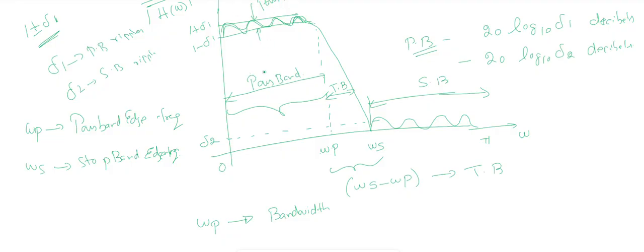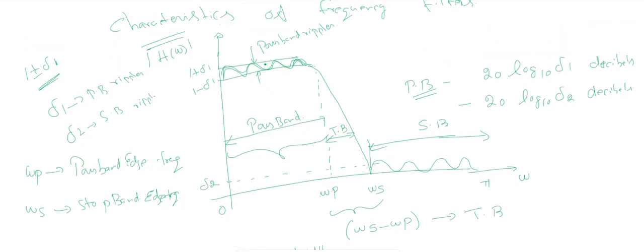So now, what is the conclusion? In any filter design problem, you have to specify the maximum tolerable ripples in the passband, and the maximum tolerable ripples in the stop band. Then the passband edge frequency and the stop band edge frequency.